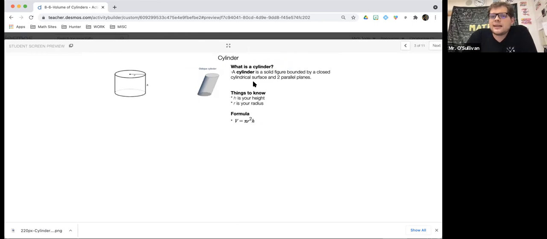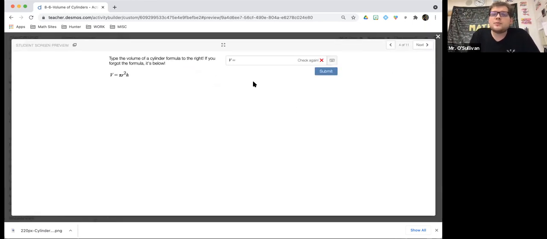Things to know is that h is your height and r is your radius. That's pretty common sense since we've been doing a few formulas over this past unit. And our formula is v equals pi r squared h. So for this activity, similar to when we did areas of sectors of circles, you're going to have to actually type out your volume formula each time, sort of as if we were to do this on a piece of paper. Okay. So let's just practice typing it.